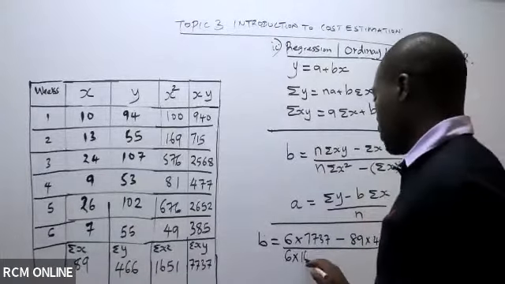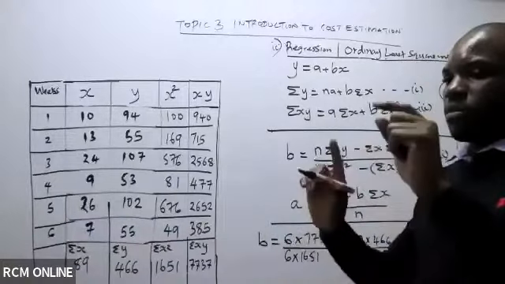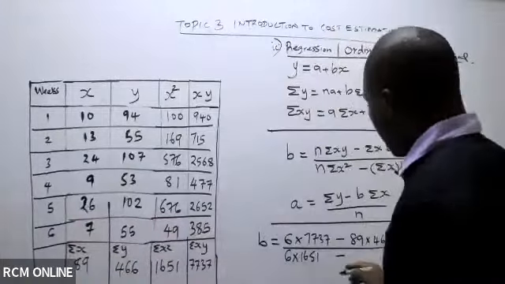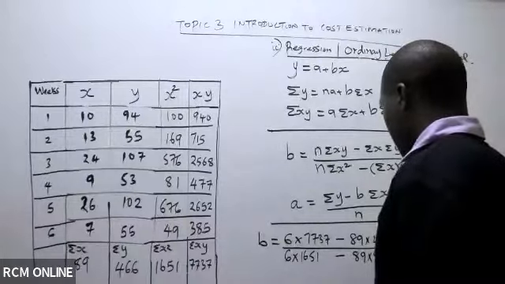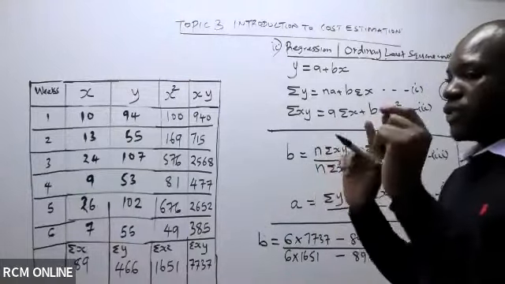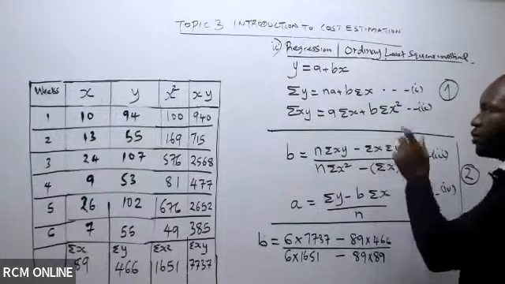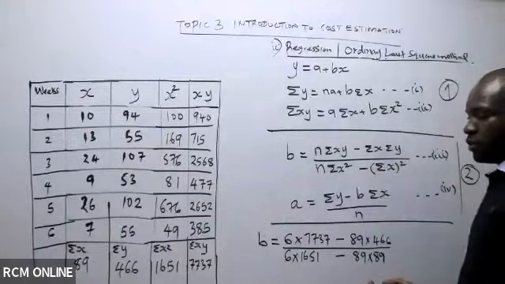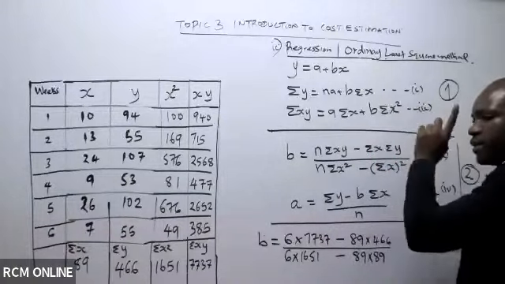Multiplied by 16, 51. Minus the summation of X, bracket, squared. The summation of X is 89, so I'll take 89 multiplied by 89. That is the meaning of the summation of X bracket squared. So that's what we have here. I believe you've been able to master the difference between the summation of X squared and the summation of X bracket squared.